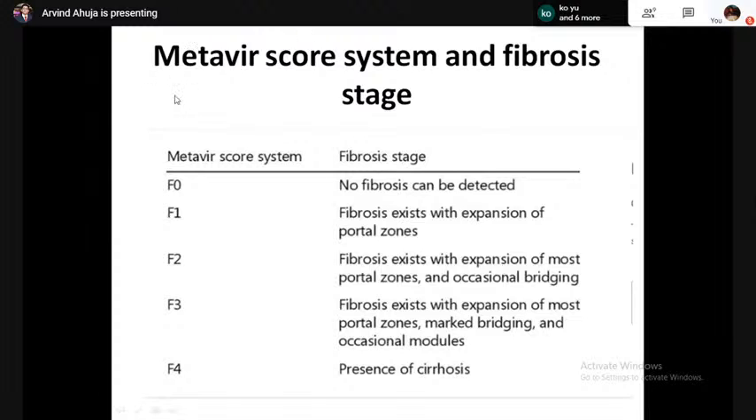Similarly, we have the Metavir score system for fibrosis. This is preferred by most clinicians because this score corroborates with the radiological score, which is also from 0 to 4. F0 is when there is no fibrosis. F1, the fibrosis exists with expansion of the portal zones, basically portal fibrosis. F2 is when there is portal fibrosis and occasional bridging. F3 is fibrosis with expansion of most of the portal tracts, making bridging and occasional nodules. And F4 is presence of cirrhosis.